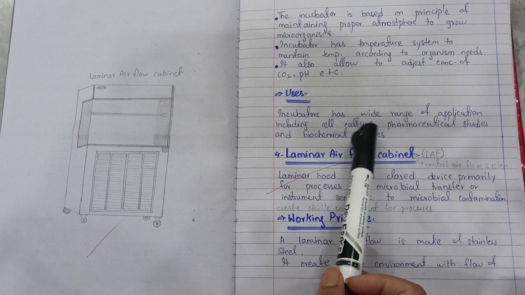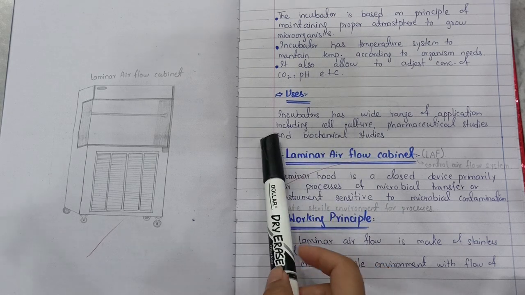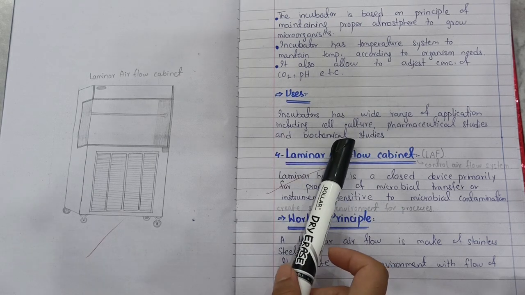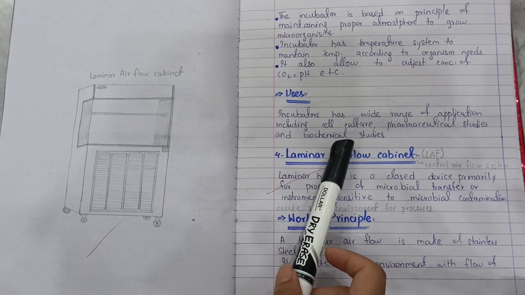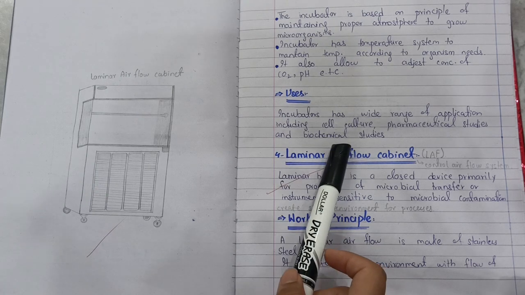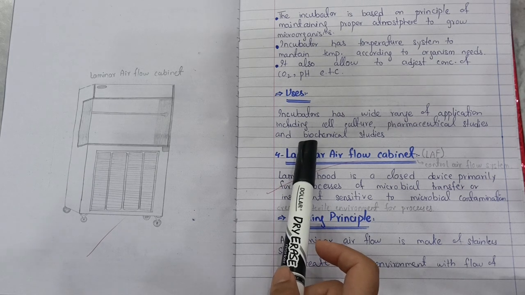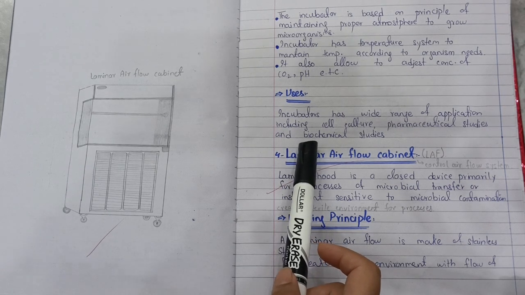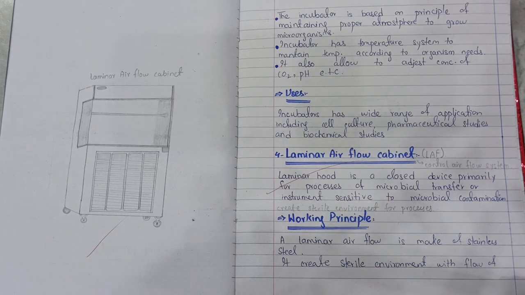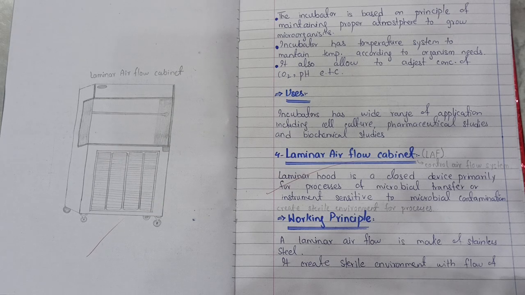Uses of incubator: it has a wide range of applications, including cell culture, pharmaceutical studies, and biochemical study. Especially in biotechnology, you are studying the effects and the uses of microorganisms. In pharmaceutical study it is also used because we prepare a lot of antibiotics through bacteria and through fungi. So they are very important, and their growth is very important. So incubator is used for that purpose.